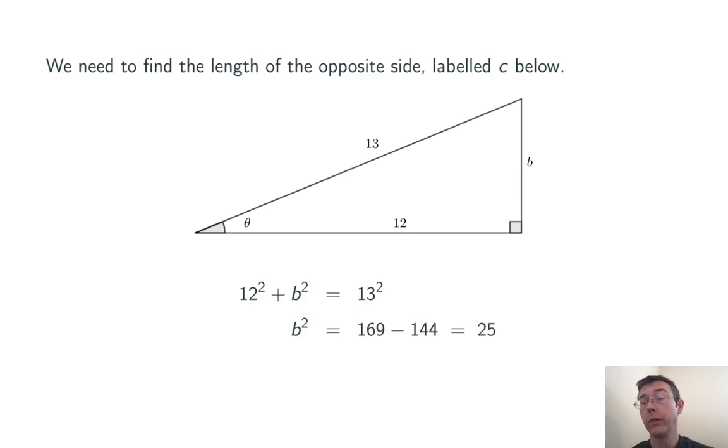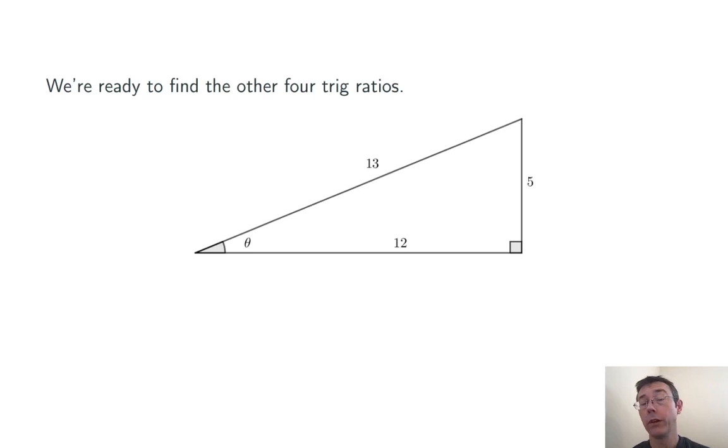So b squared is 25, and since b has to be positive because it's a side length, b has to be 5. Now we're able to write down our other 4 trig ratios since we have the opposite labeled.